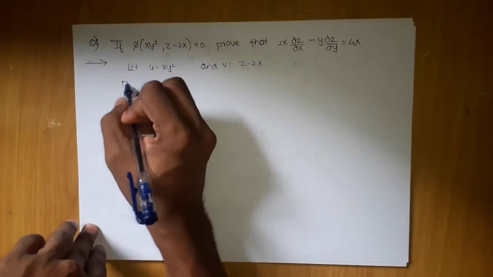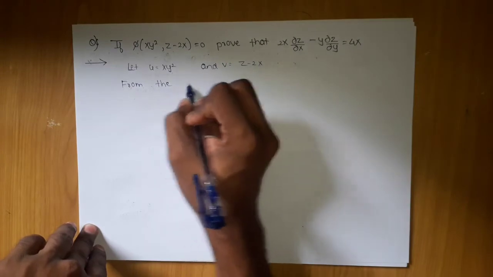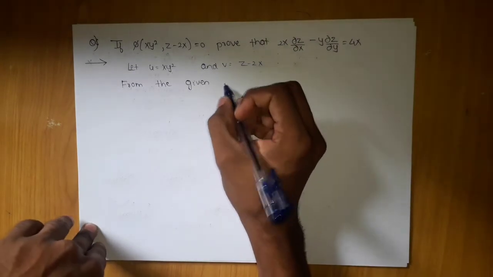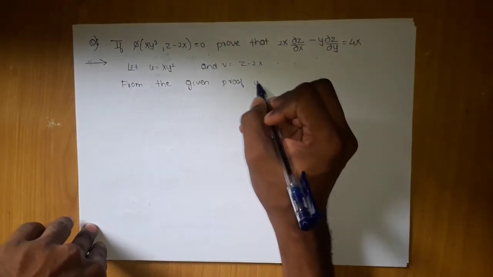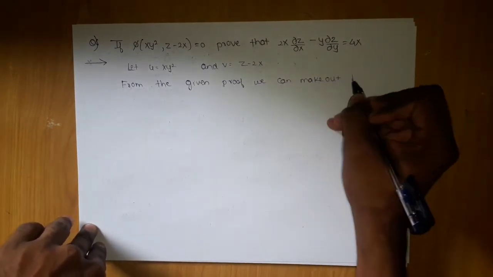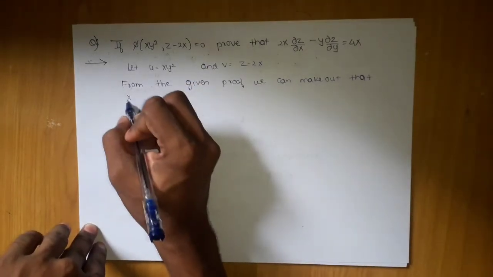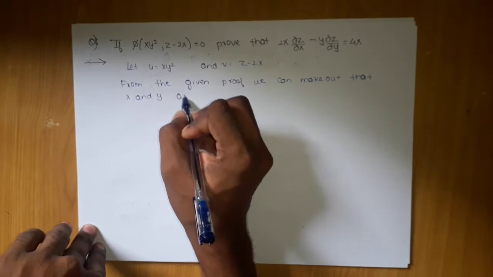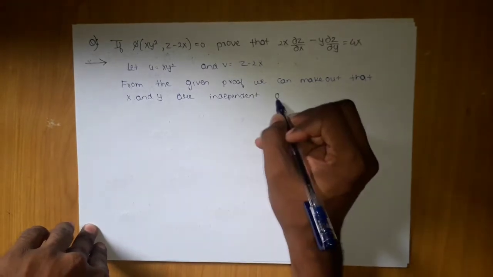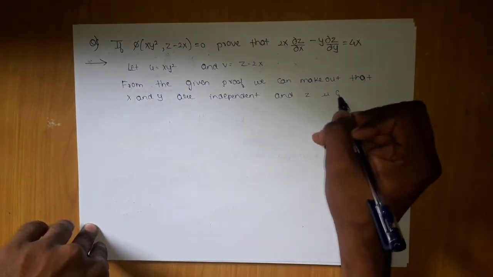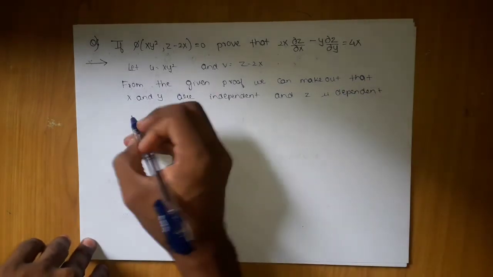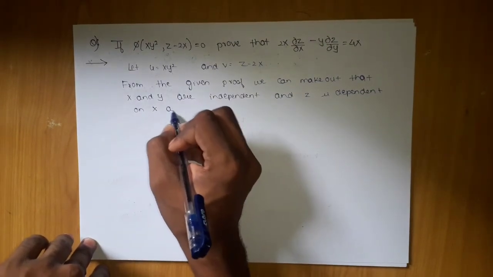And you can say from the given proof, we can make out that x and y are independent and z is dependent on x and y.